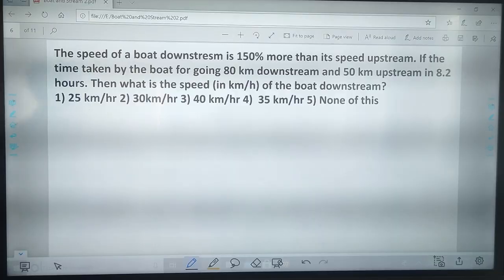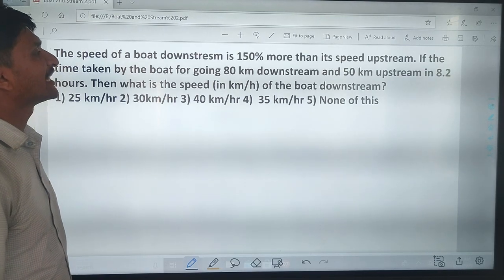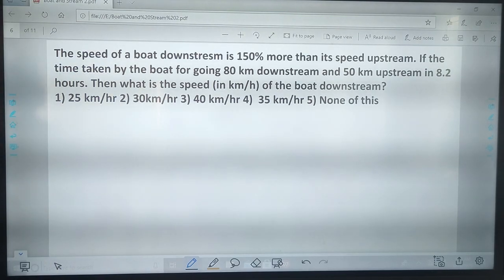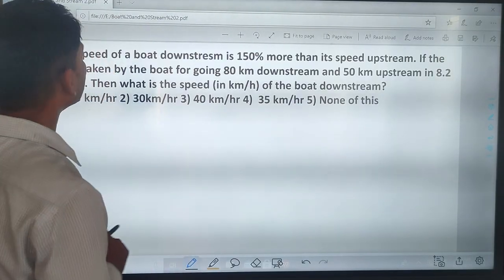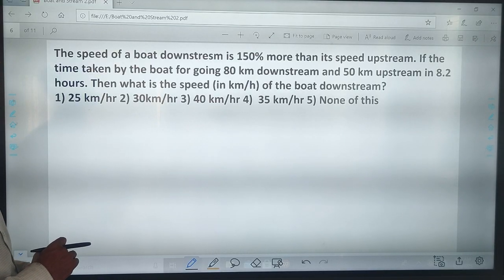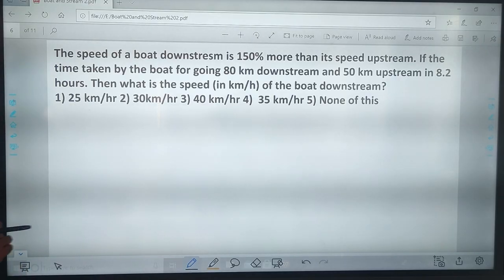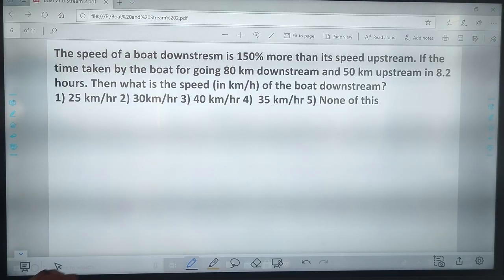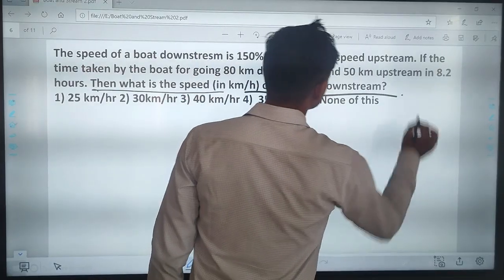The speed of the boat downstream is 150% more than its speed upstream. If the time taken by the boat for going 80 km downstream and 50 km upstream is 8.2 hours, then what is the speed of the boat downstream?